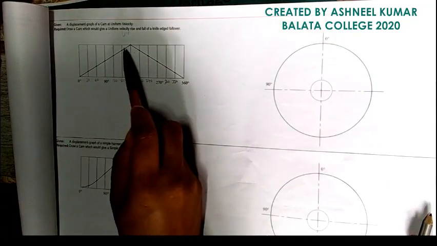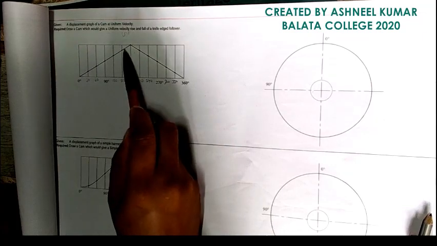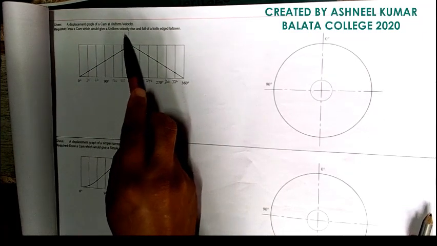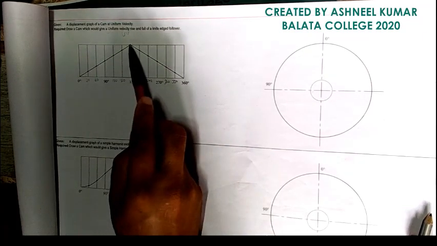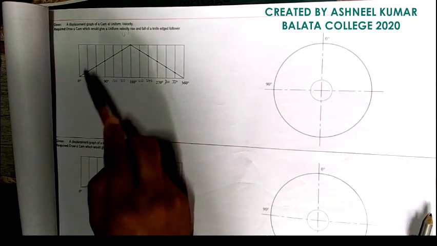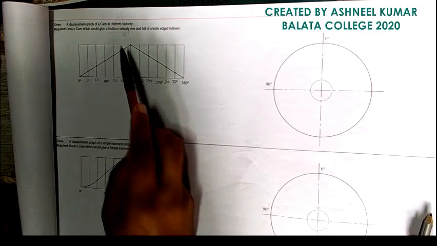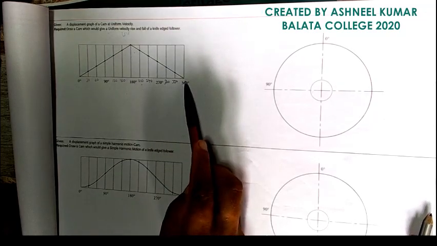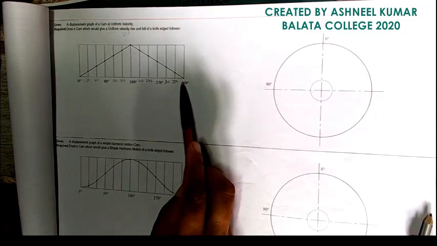This is uniform velocity, which is a straight sloping line. When you see the word uniform velocity or UV, you should know it's a straight sloping line. So from 0 to 180 degrees, that's a uniform velocity rise. From 180 to 360, that's a uniform velocity fall.